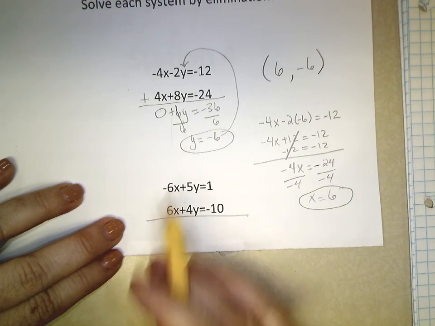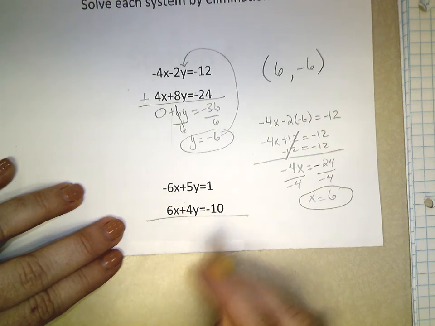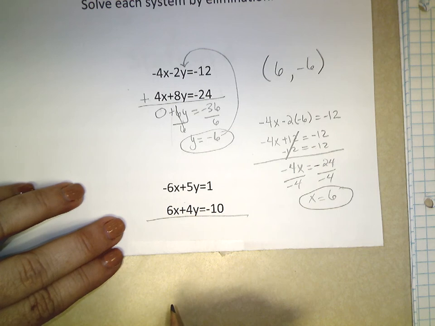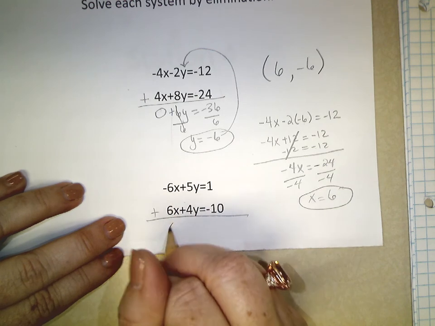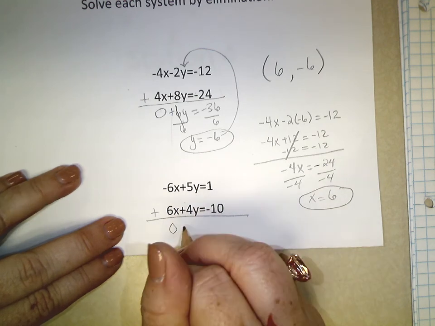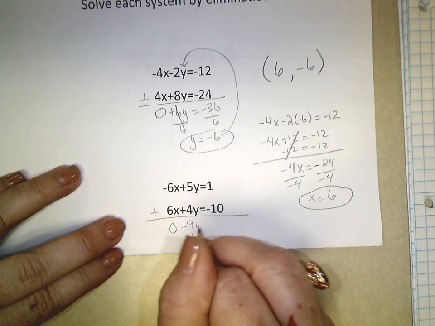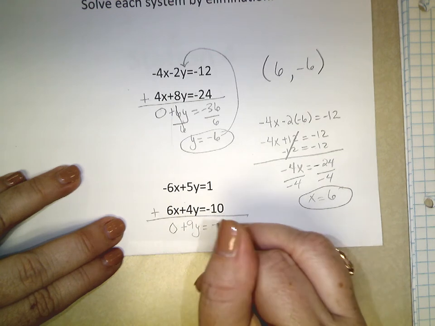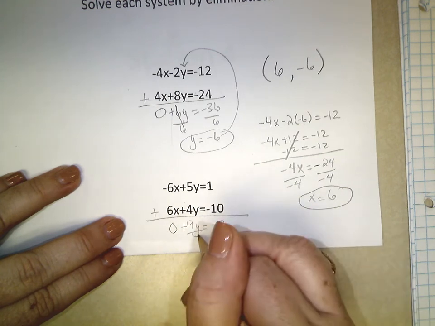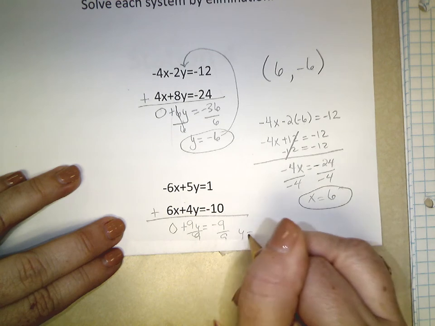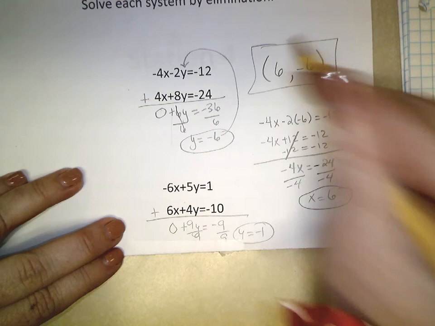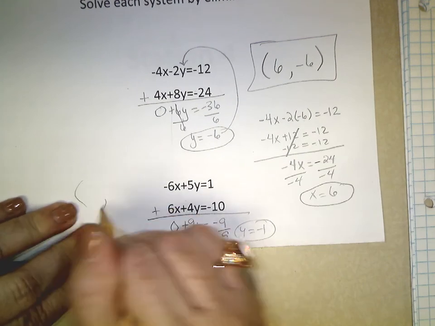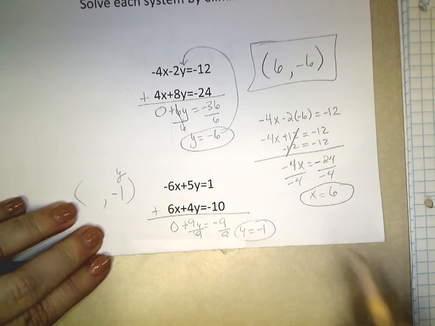Let's look at the next one. Kind of works the same way. Maybe I should have varied it up where you had to use a different method on this, but we did that in the word problem. So let's keep going. Negative 6x plus 6x is 0. 5y plus 4y is 9y. 1 minus 10 is a negative 9. Divide both sides by 9. Y equals negative 1. Okay? Go over here. There's my y value.